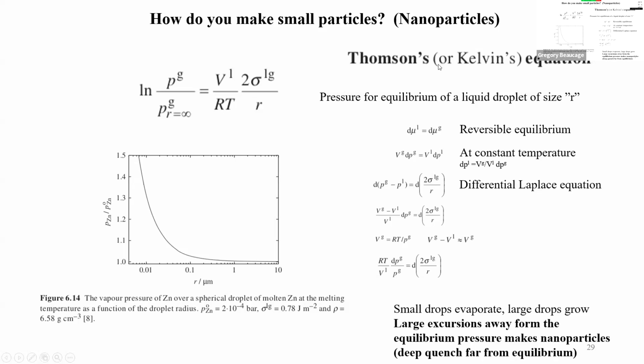So there's three of these equations: one for pressure, one for concentration, one for temperature. The pressure one is called the Thomson equation. All three of them are the Gibbs-Thomson equation, because the Thomson equation and the Gibbs equation are talking about the same thing: small particles far from equilibrium.